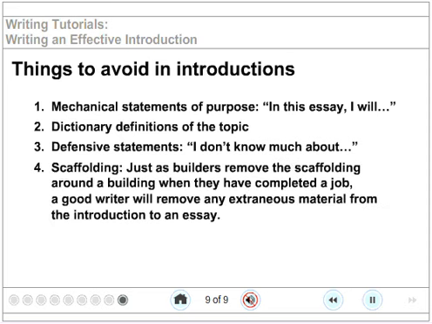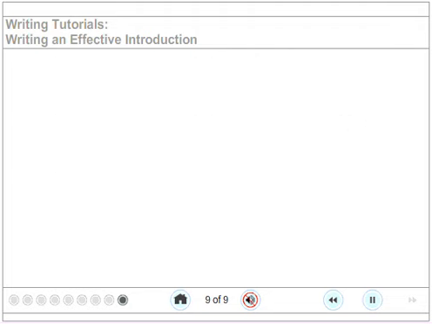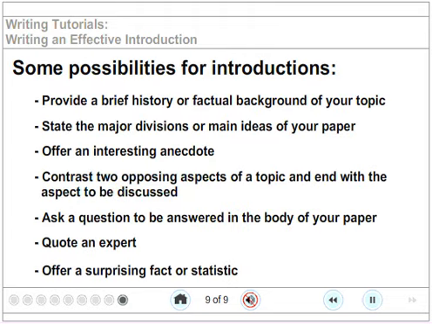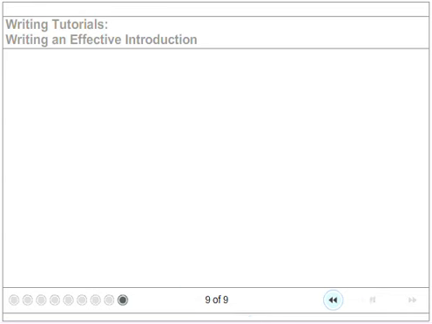Finally, just as builders remove the scaffolding from a building when they've completed a job, a good writer will remove any extraneous material from the introduction to an essay. Long, convoluted introductory statements typically fail to capture the attention of critical readers. Try applying one of the 7 strategies for an effective introduction the next time you sit down to start drafting an essay. You may be surprised by how much one of these approaches can bring focus and interest to your introductory paragraph.